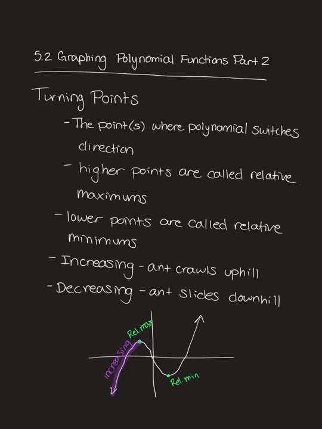Okay, we have another section over here on the right hand side. That is also a point where the ant is crawling uphill, so that means it is increasing. Now if you look in between, decreasing is whenever the ant is sliding downhill. So right in between there, that would be a decreasing interval. And whenever we write these intervals, we're always looking at the x values, okay? And we'll get more into that here in just a second.